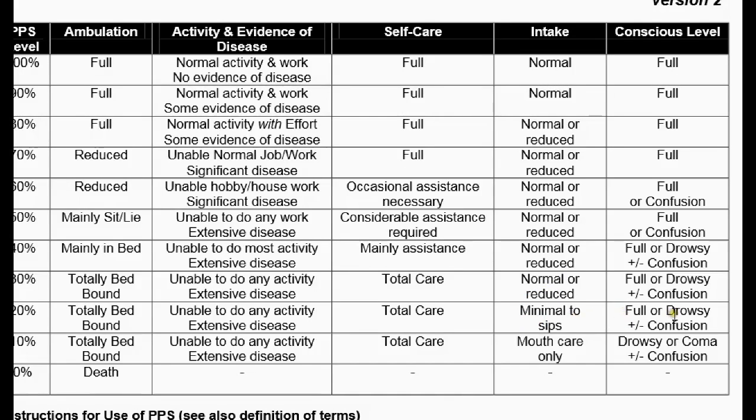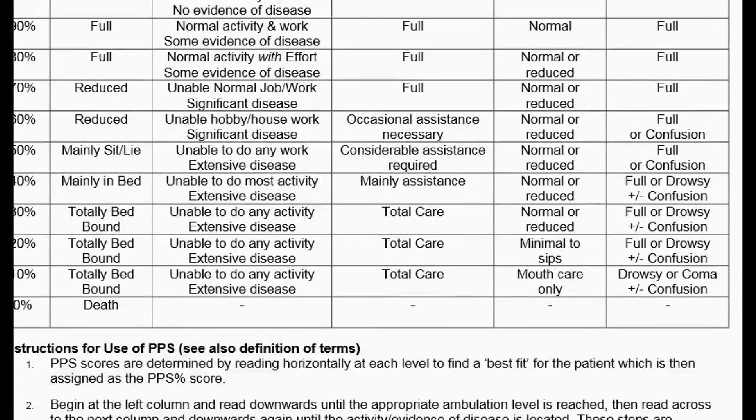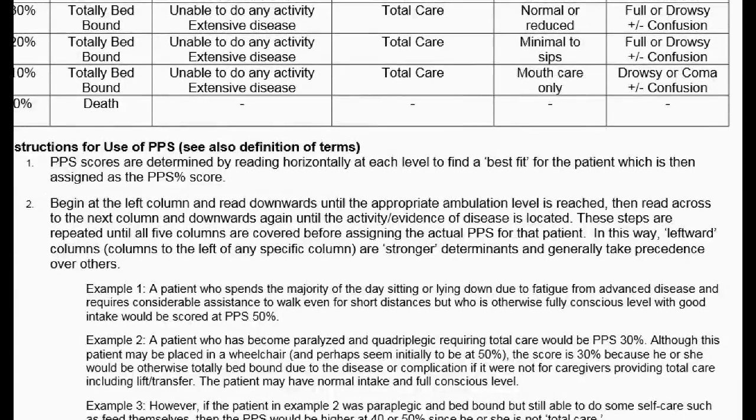And then here, if they're full or drowsy with some confusion, you would stay at this line here. But if they are drowsy or minimally responsive and confusion, then you move down to the 10% bracket there. And then down here it just talks about instructions about use. Where I work here, with hospice, we have all our PPSs on the computer, and you just click the appropriate boxes, and it kind of grays out the boxes that aren't applicable anymore. So it guides you in which way to go.